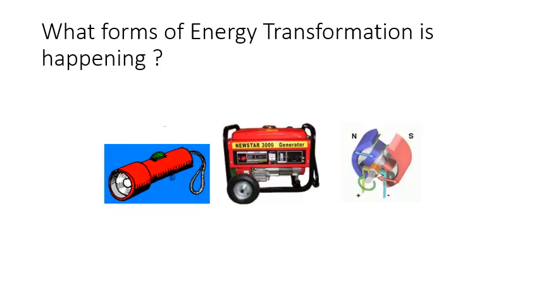Okay, how about you give this a go? What forms of energy transformation is happening in each of these three devices? We have a flashlight, a generator, and a motor. You can pause it and figure it out, or try to.